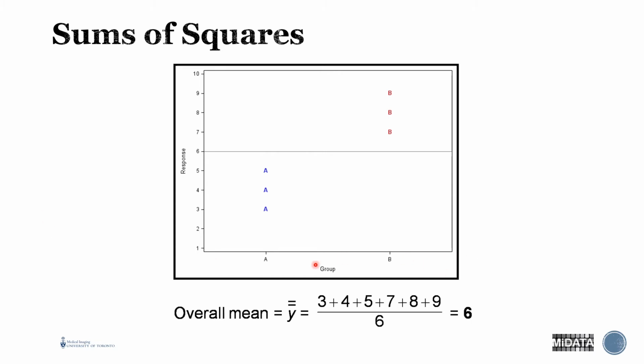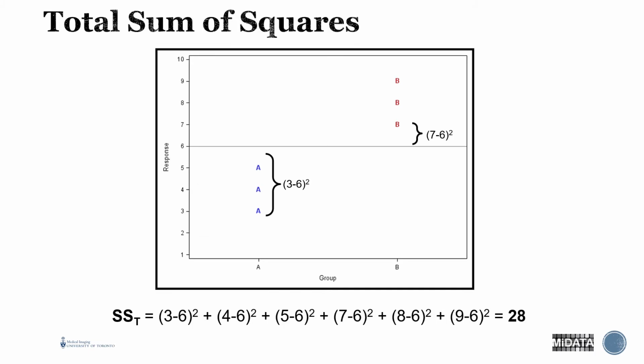Let's quickly review sums of squares. So you'll remember the overall mean. That's an easy one. You just take all your data points and you divide by the number of data points you have in the sample. You'll remember the total sums of squares is the difference between each data point and the overall mean squared and all sum together. So in this case, 28 with a grand mean of 6.